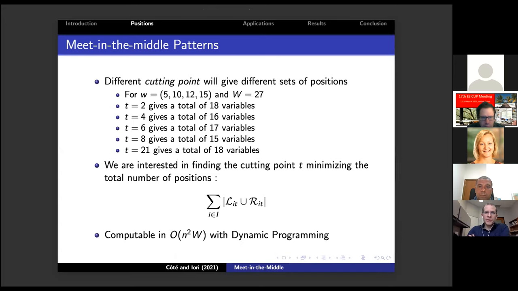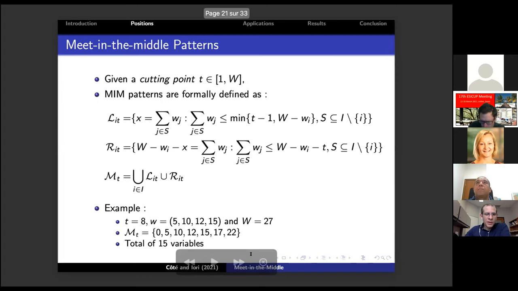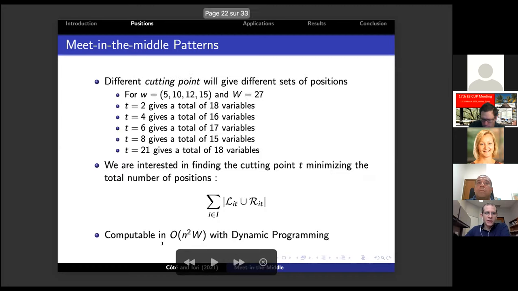And one problem is that different cutting points will give me different sets of positions. So in my small example here, I had eight and it gives me 15. If I cut in two, I will have 18. So like the normal patterns, if I cut in four, 16, in six, 17. So you can see that the reduction is not non-decreasing. Sometimes it goes higher. In eight, I reach the minimum. And if I cut a bit later, it will increase. So I'm interested in finding the cutting point that will minimize my number of variables. And this is doable by dynamic programming. I'm not showing that today.